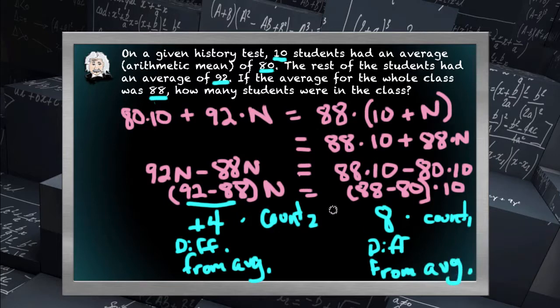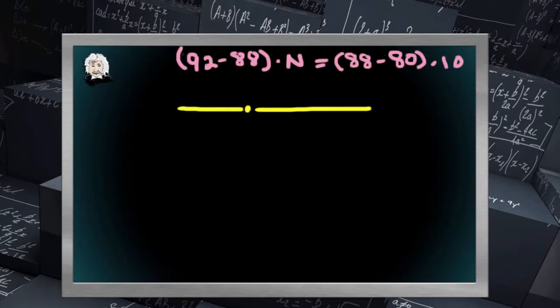So this is really important. These two are essentially the same. The difference of group 2 from the average times the count of group 2 equals the difference of group 1 from the cumulative or total average times the count of group 1, which means we really just have a ratio problem. An even better way to think about it is visually, in terms of a scale or maybe a seesaw that needs to be balanced.